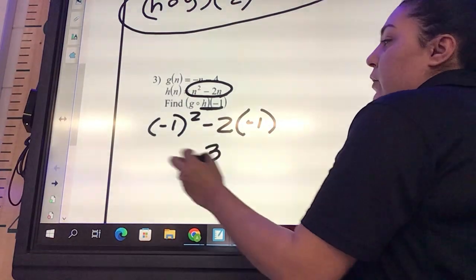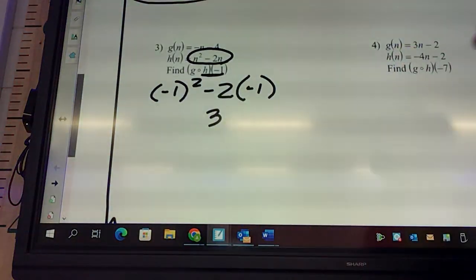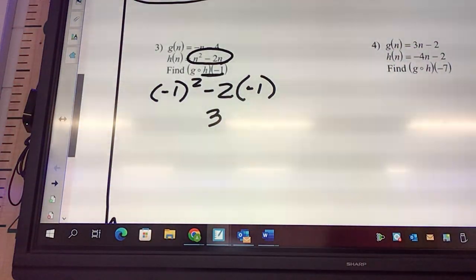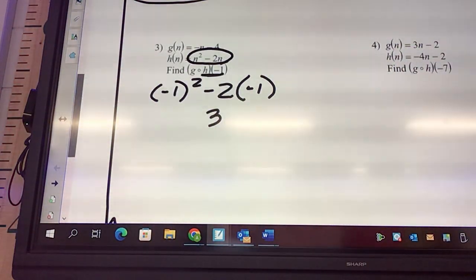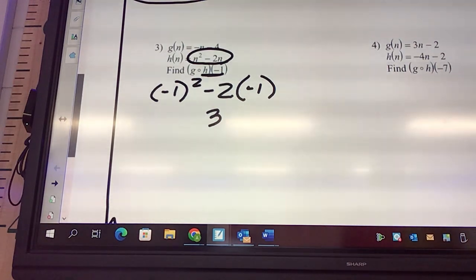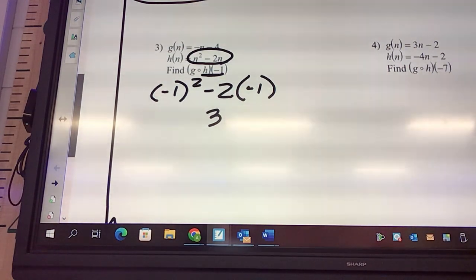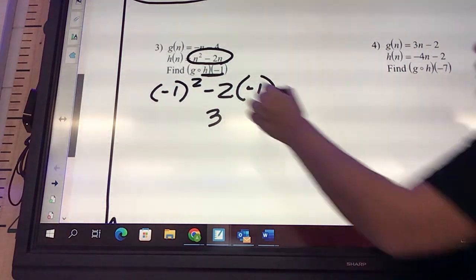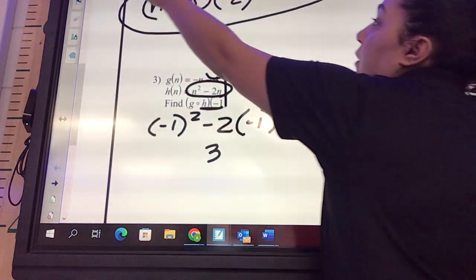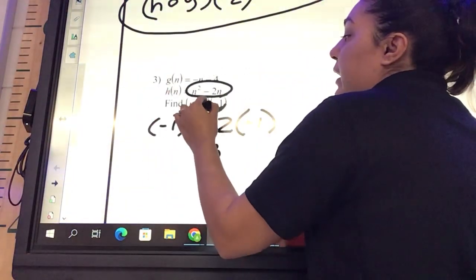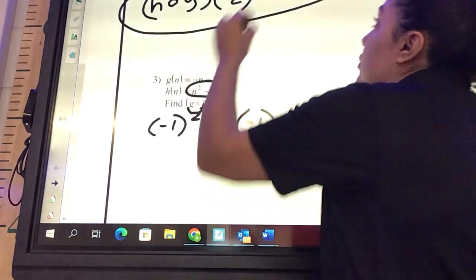Okay? So, what do we do with that 3? Put this in H. Like the H question. We just did the H. We're doing it into the G, okay? We just did the H, so now we need to move on to the G.